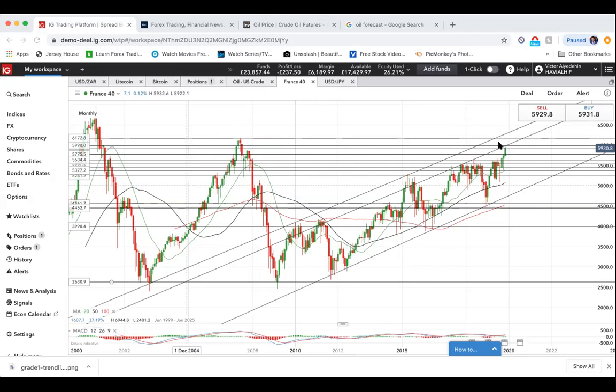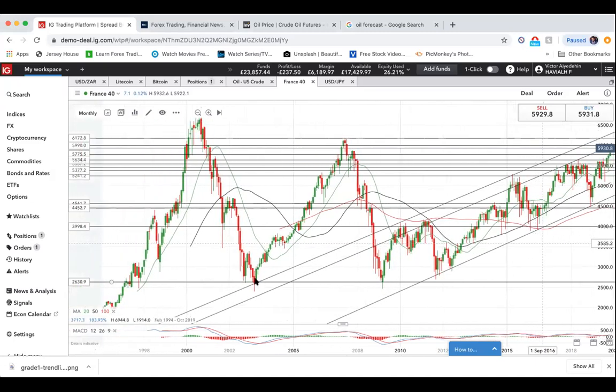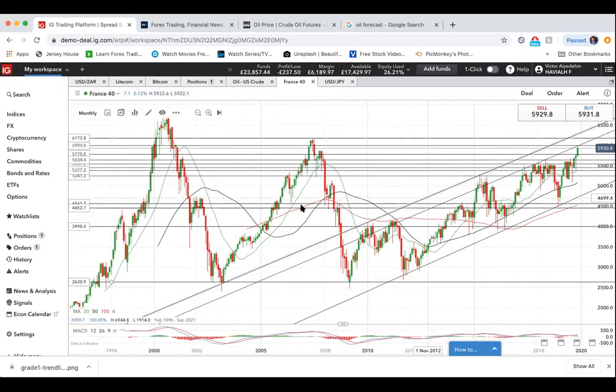So of course I'm going to sell this, because eventually this will become a range. Look at it, guys. This is going to be a range. Remember what a range is.